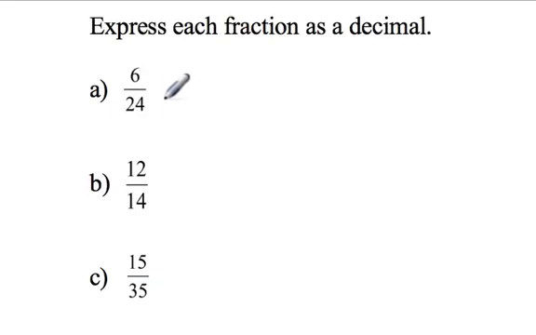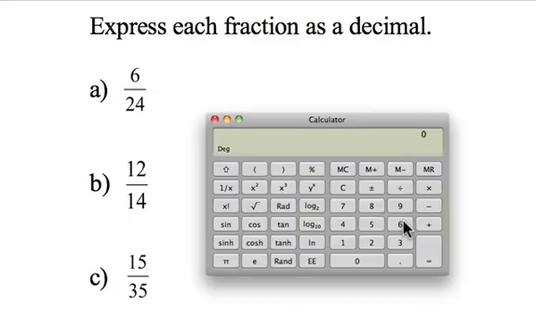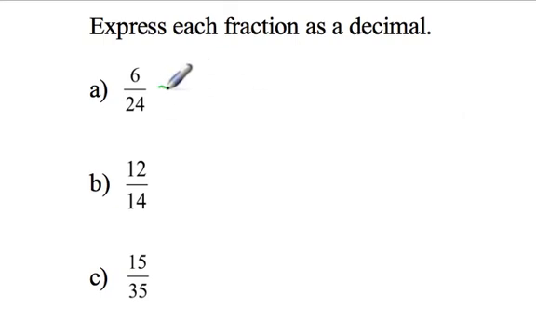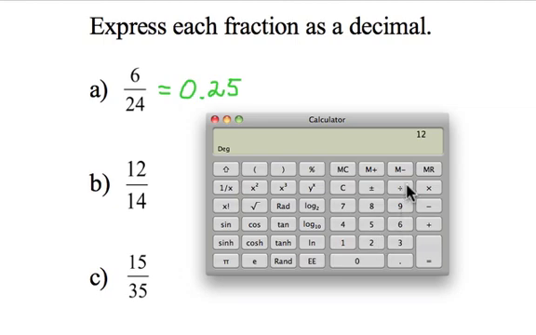Remember, to express a fraction as a decimal, you divide the numerator by the denominator. 6 divided by 24 equals 0.25. 12 divided by 14 equals, here we have 0.857 and there are more numbers.